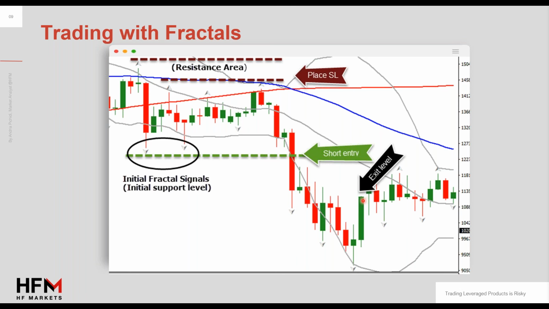That was a possible entry level, but keep in mind that a trailing stop loss saves you a lot of time and effort. So a fractal can be used for reversal entry at the end of the trend. Yes. Absolutely.